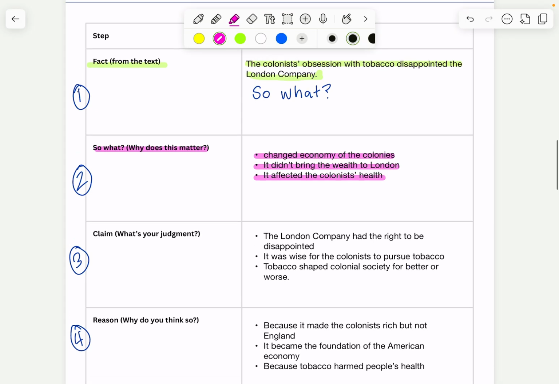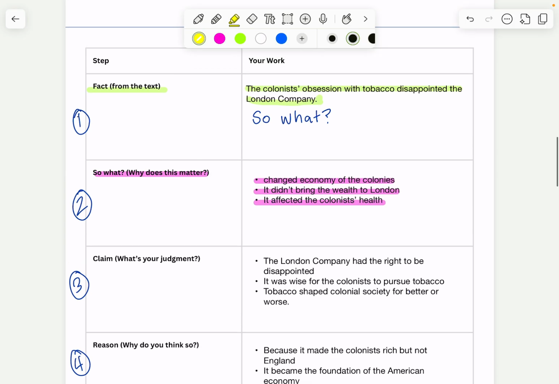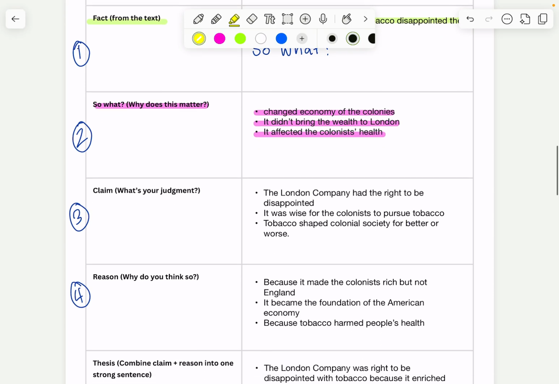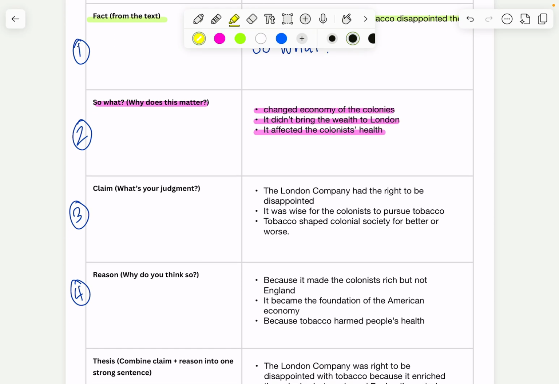Then your claim. This is where you need to add in a judgment word, or include your own judgment. I did get my so what and my fact from the reading, but this is where you're adding your own judgment. The claim might take a little bit longer for you to figure out, but we're looking for judgment words. Remember, I talked about wise, foolish, helpful, harmful, good, bad. This is where those words are coming in.